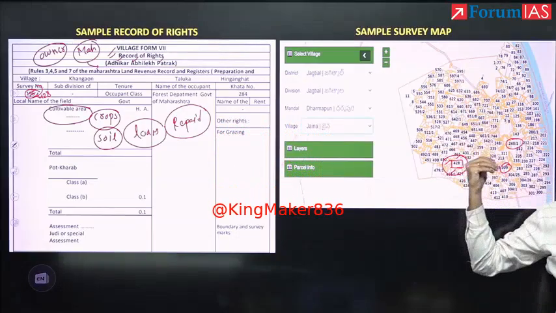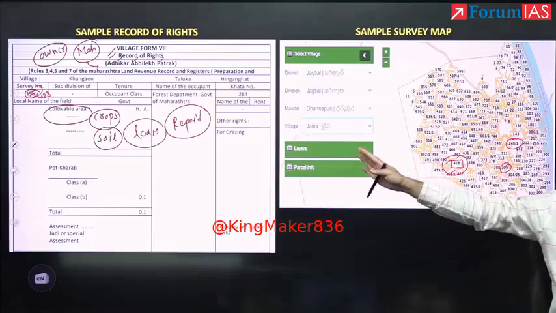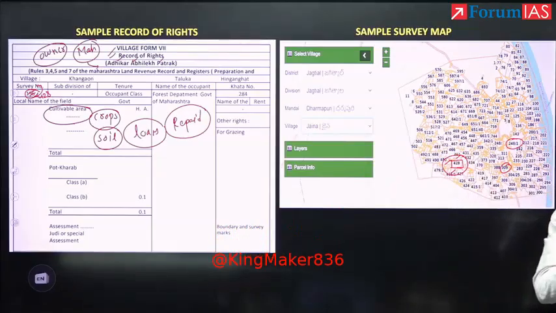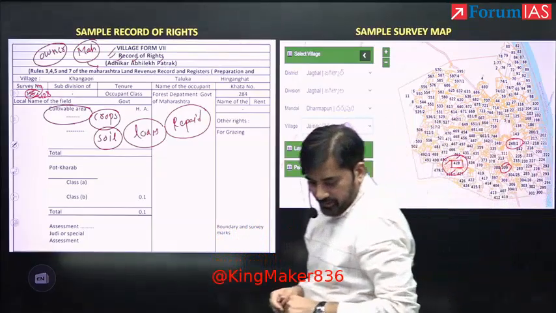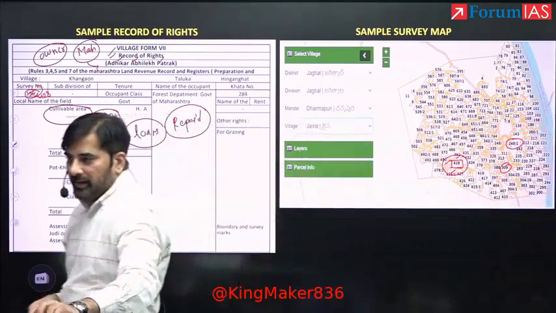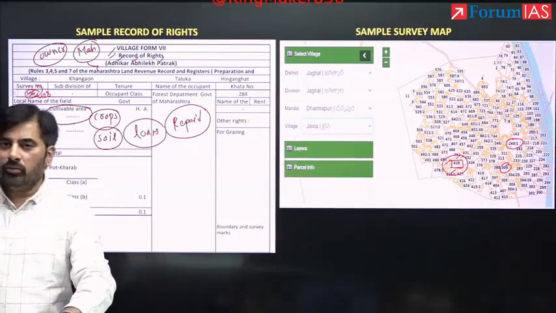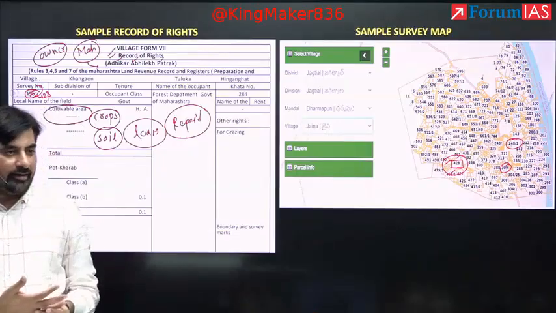And who prepares the survey map? There is a separate department for that, which is the survey department. So write: maintained by the survey department. How do you think they are updated?